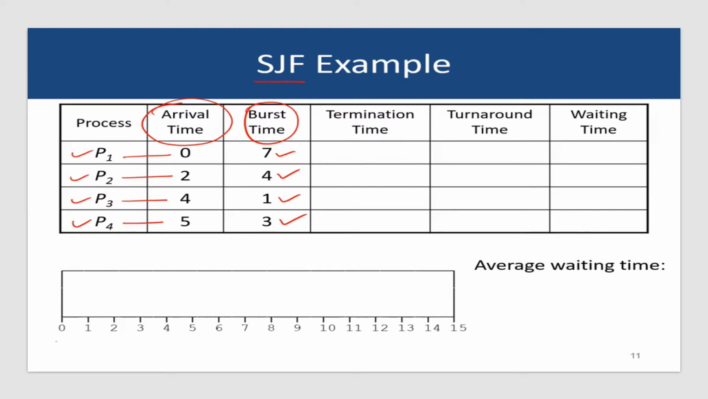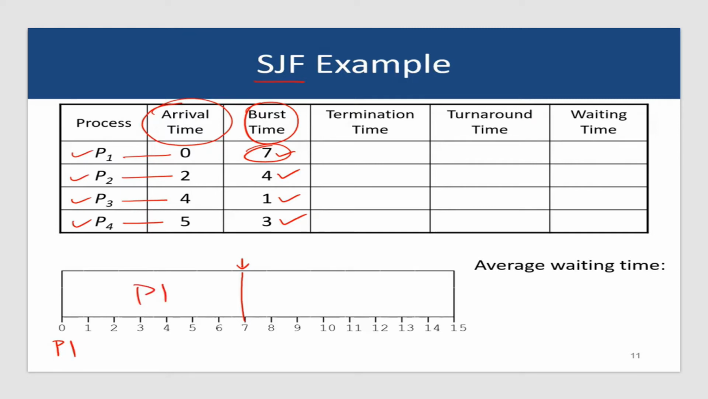So here at time 0, only process P1 would be present in the system. So there is no choice because there is only one process. This process has to be scheduled. So P1 gets to execute starting at time 0, and its burst time is 7 milliseconds, so it will finish here at time 7. So P1 executes from time 0 to 7 milliseconds.